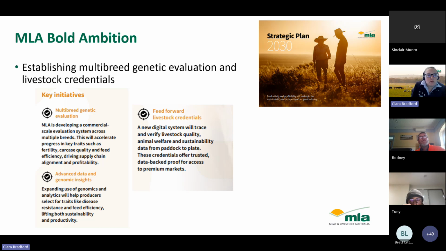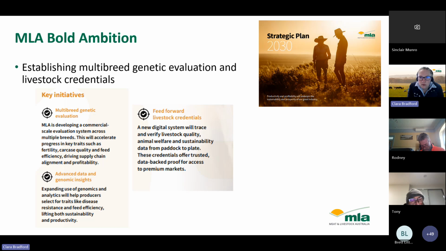To also help provide a little bit of context, in the last 2 weeks, MLA has released our new strategic plan. Within the first section of the strategic plan, it talks about MLA's bold ambitions and calls out key areas of investment that we're going to focus on. One of those is around establishing multi-breed genetic evaluations and livestock credentials for both our beef and sheep industry.